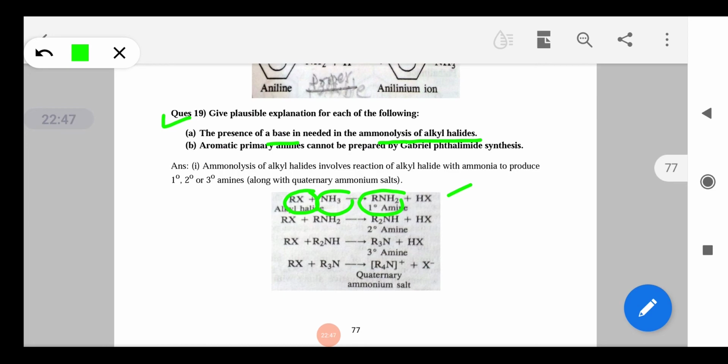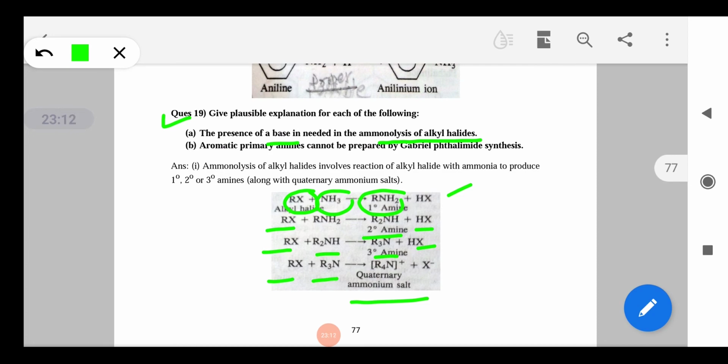Now on this primary amine again RX attacks, it forms secondary amine, HX is released. On secondary amine again RX attacks, then it forms tertiary amine, hydrogen halide is released. Then on tertiary amine alkyl halide attacks and it forms quaternary ammonium salt. Why are we using the word quaternary? Because 4 alkyl groups are there.